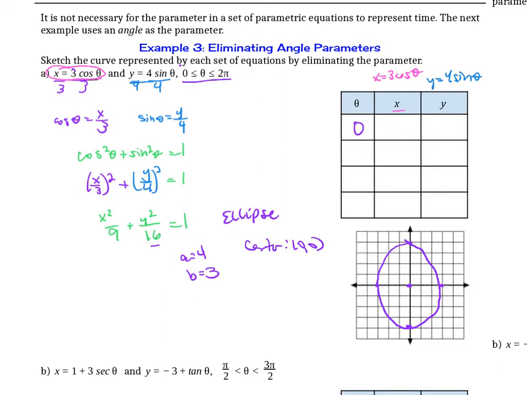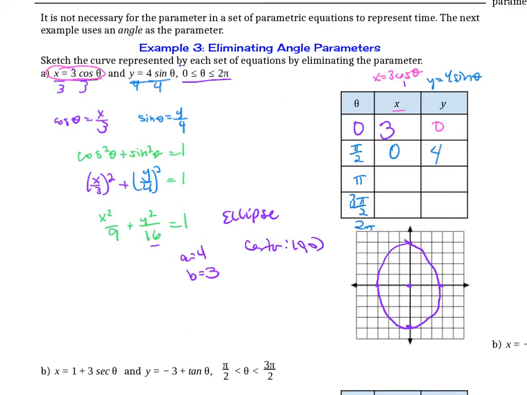When theta is 0, cosine is 1, so 3 times 1 is 3. Sine of 0 is 0, so y is 0. Next, let's plug in pi over 2, then pi, 3 pi over 2, and then 2 pi. At pi over 2, cosine is 0, so 0 times 3 is 0. Sine of pi over 2 is 1, so 1 times 4 is 4.